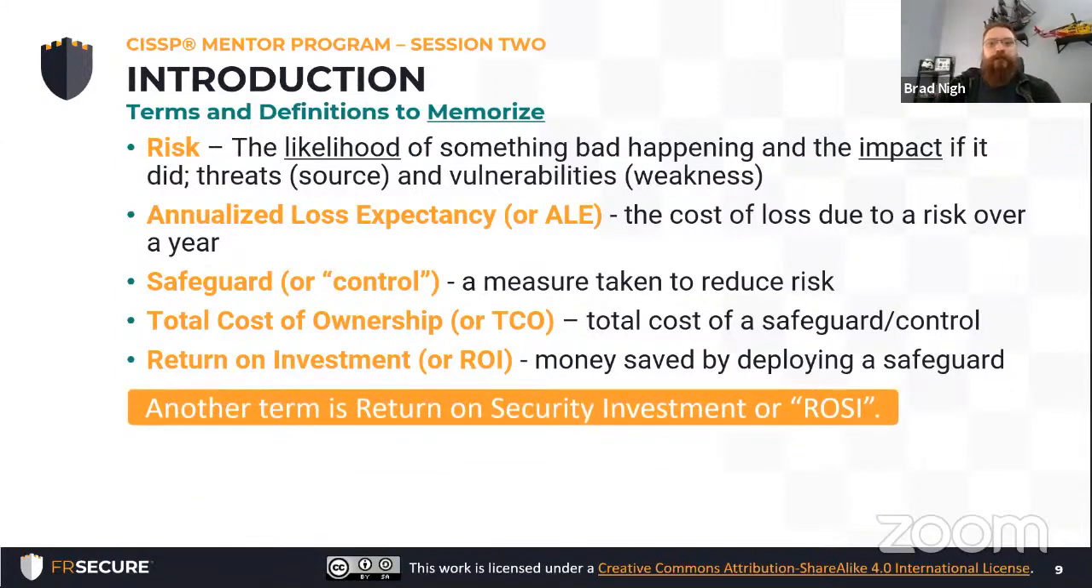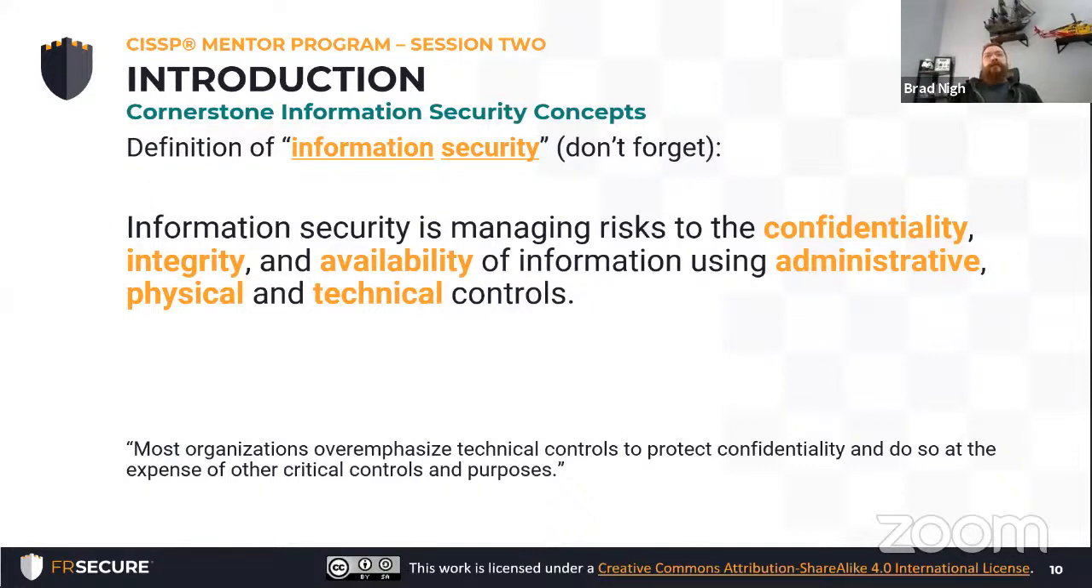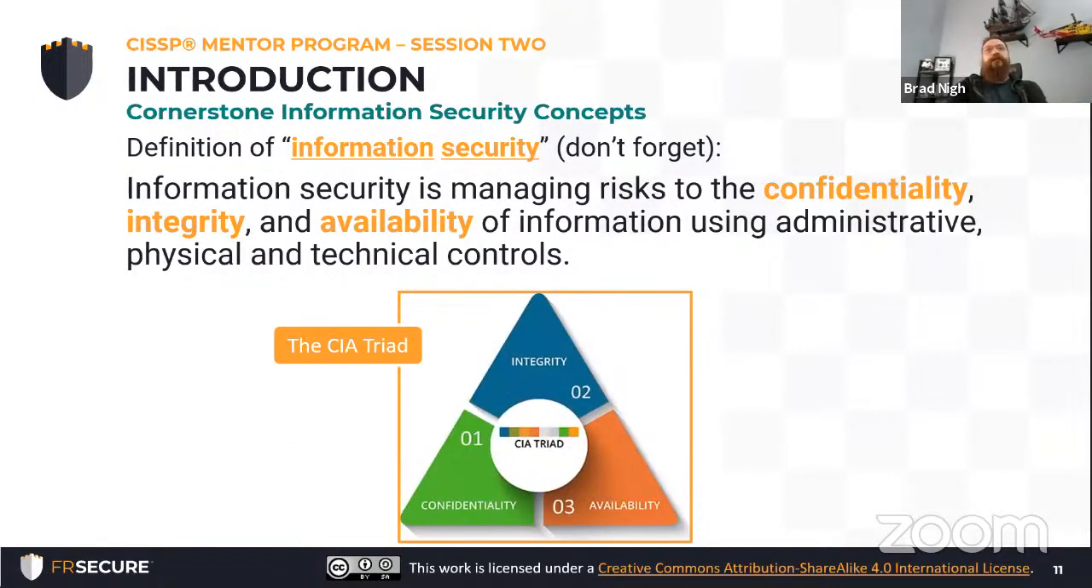Definition of information security. We need to know this, so do not forget it. Information security is managing the risks to the confidentiality, integrity, and availability of information using administrative, physical, and technical controls. When we talk about information security, it's not an IT issue. IT is part of it, but it is a business issue. So the CIA triad, you'll hear this a lot. Just know that it stands for confidentiality, integrity, and availability.